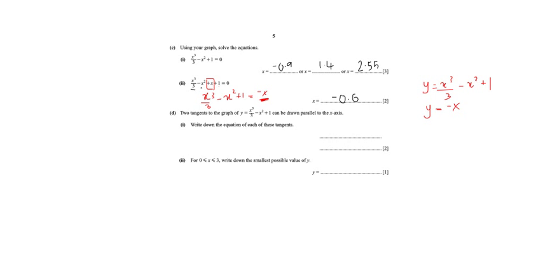So let's solve part D. Two tangents to the graph y is equal to x cubed by 3 minus x square plus 1, like our original function, can be drawn parallel to the x-axis. Two tangents can be drawn parallel to the x-axis. Write down the equation of each of these tangents. Okay, so let's see where that is possible.